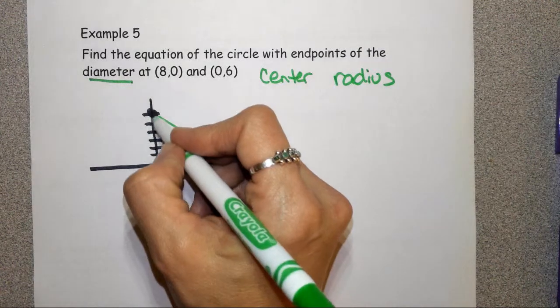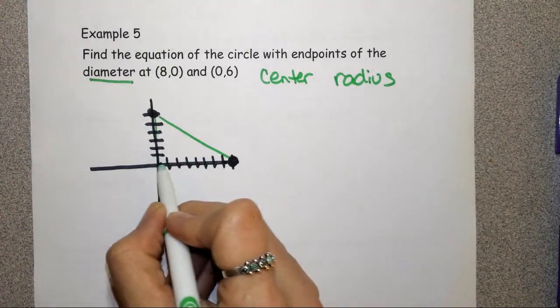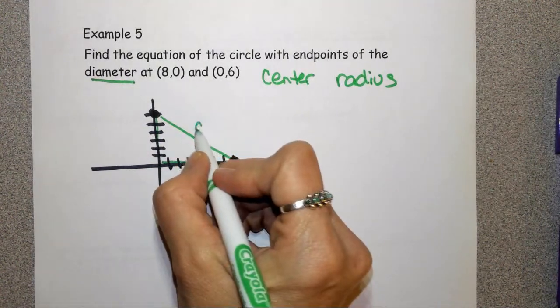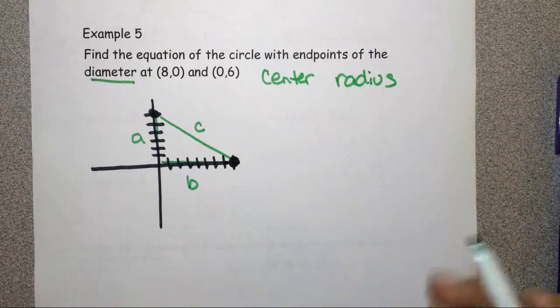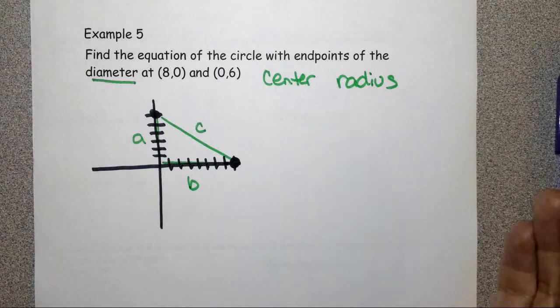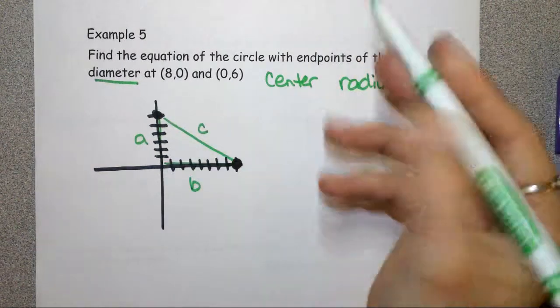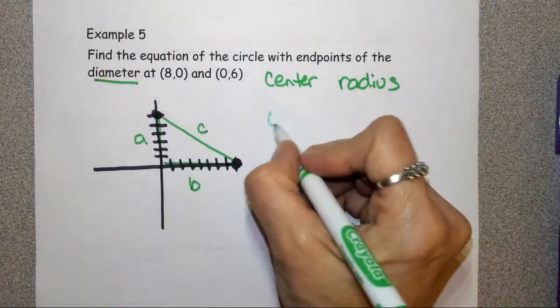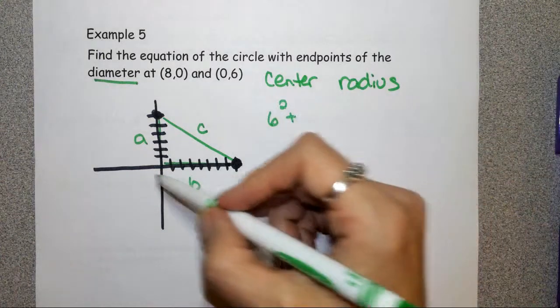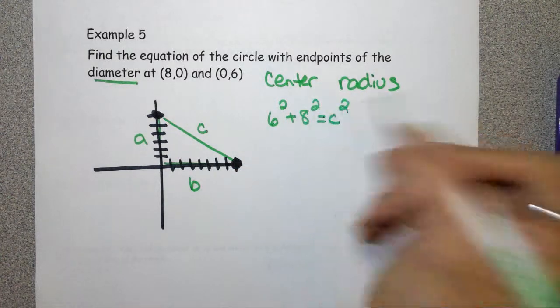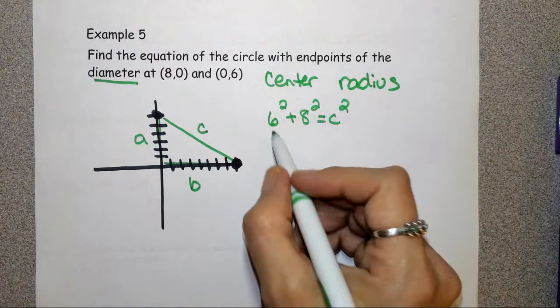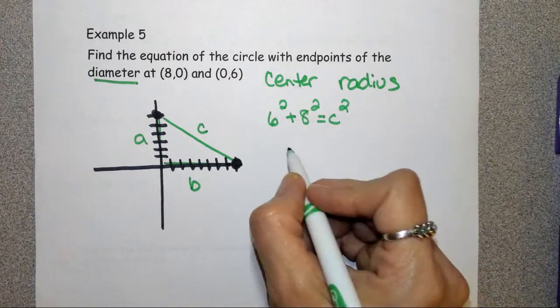Okay. Do you see a right triangle in here? So could I use Pythagorean theorem to find this distance? This would be my A, this would be my B. So A squared plus B squared equals what? How tall is A? So 6 squared plus how long is B? 8 squared equals the diameter, C squared. So what is 6 squared plus 8 squared?